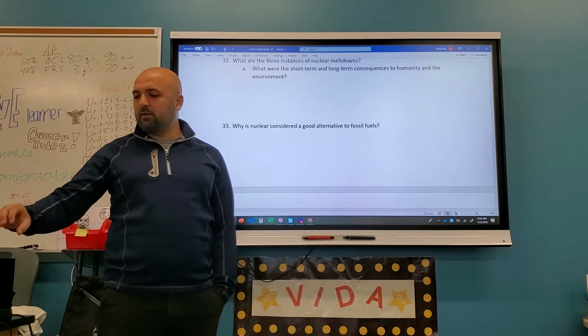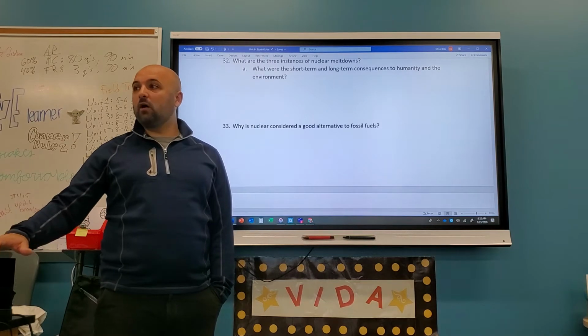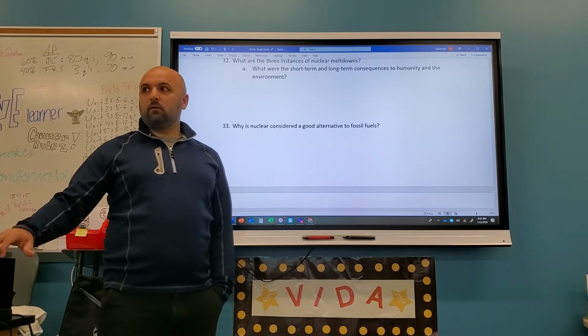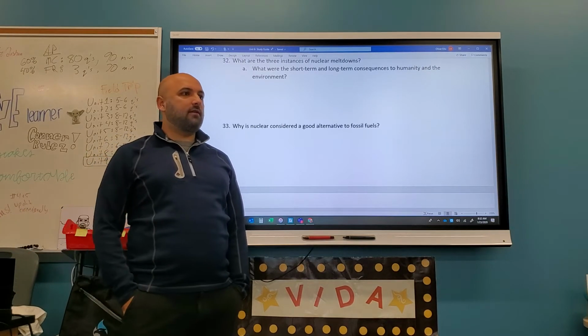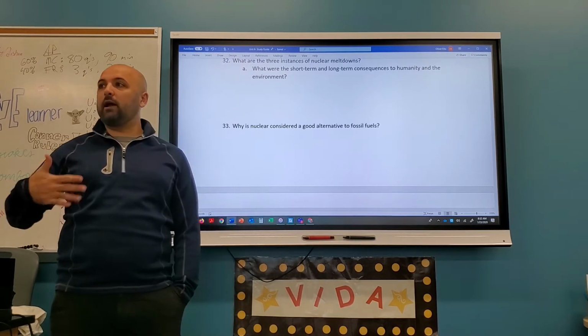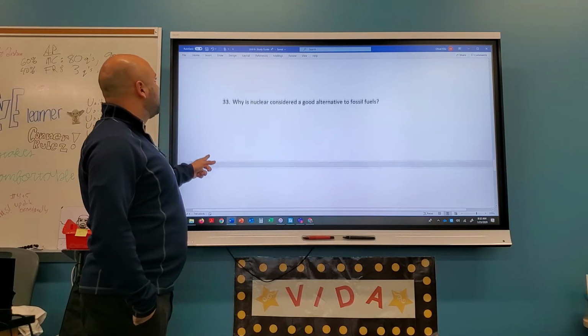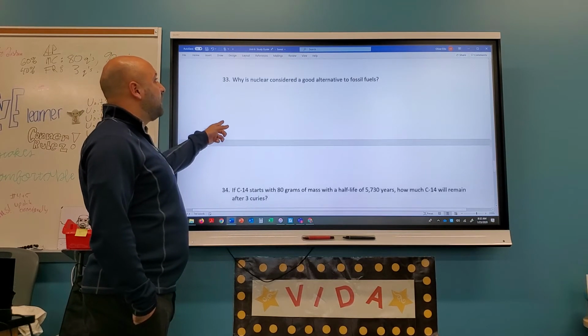What was the only case where people actually died from it? Chernobyl. And why? They didn't use proper materials, and they were pushing it along to move ahead in the party. Now, the consequence, of course, is that you can't return to Chernobyl anytime soon.